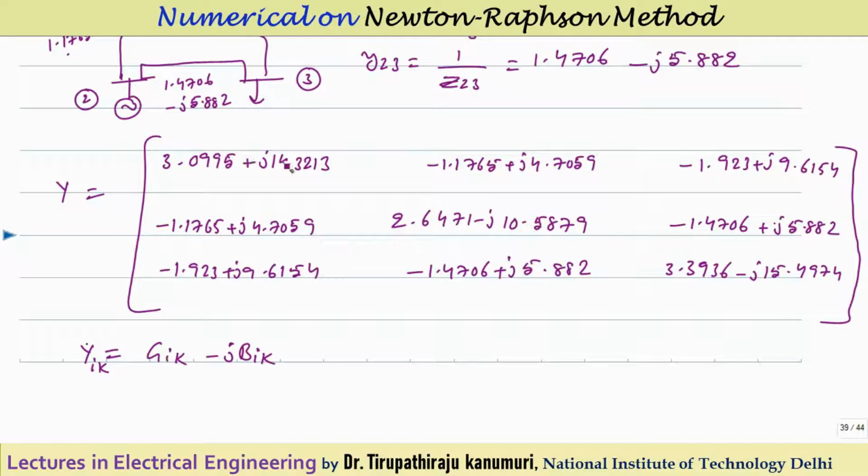Here plus is there, so we have to take it as minus. That means this is minus 14.3213. That will be B11. So that minus into minus becomes plus here. Like that you have to take.